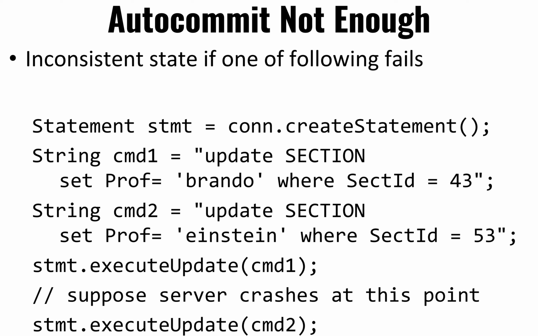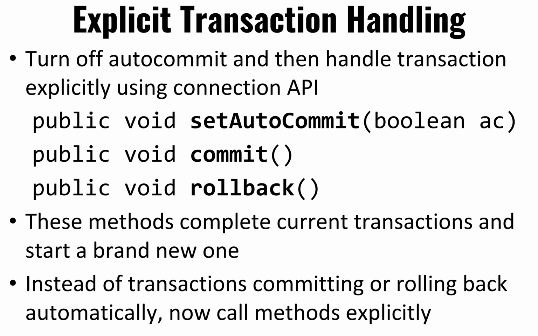I was able to enroll Brando, but I was not able to enroll Einstein, right? I wasn't able to swap them. Maybe the server crashed or something went wrong. But meanwhile, a different operation might be calculating the number of sections that you're enrolled in and calculating your bonuses, right? It might be coming back with a wrong computation. So to fix this, we're going to need to explicitly demarcate the transactions.